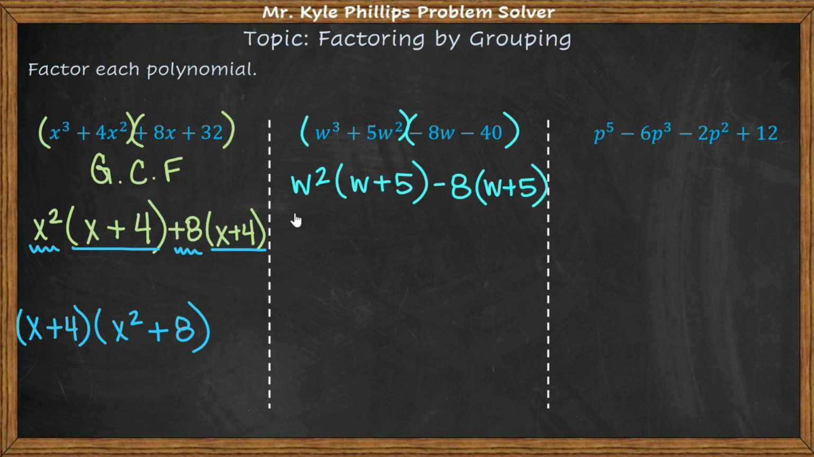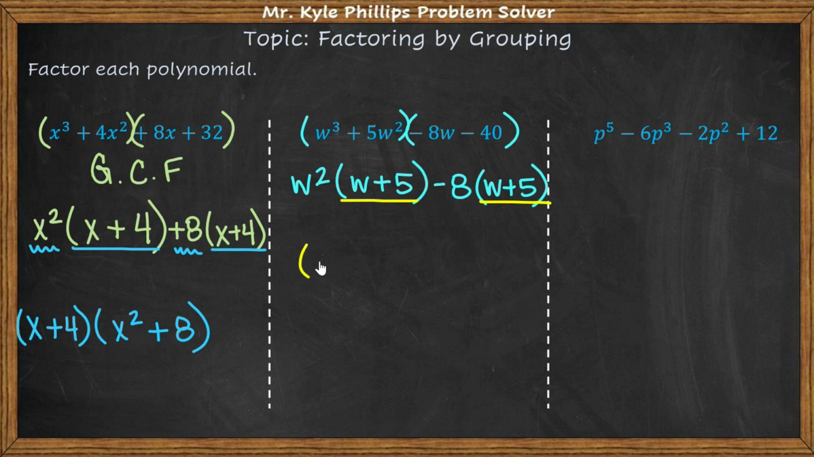Now again, you're not done. You're looking at this and you're saying, what's the greatest common factor? And that's going to be the w plus 5. So here we're going to take this w plus 5 and this w plus 5, and we're going to factor that out as well.